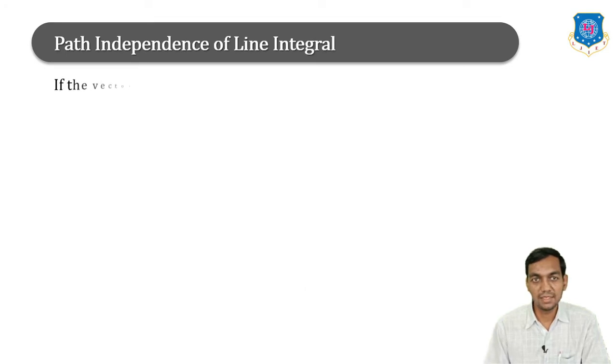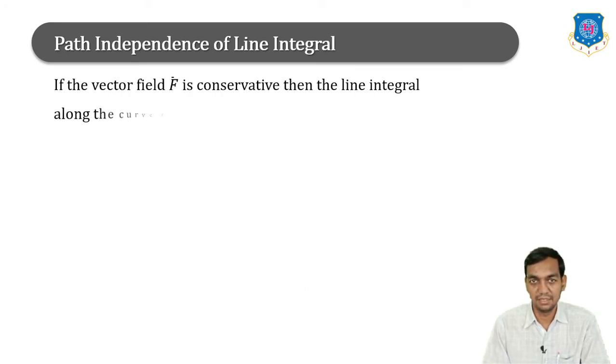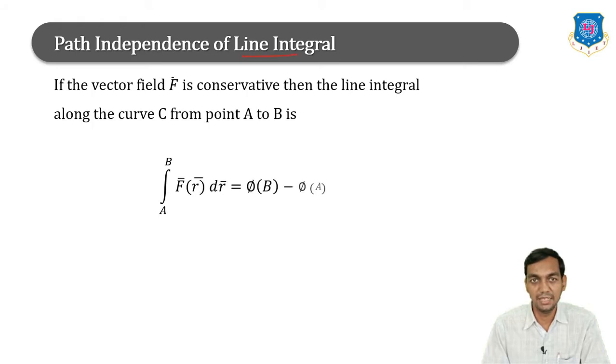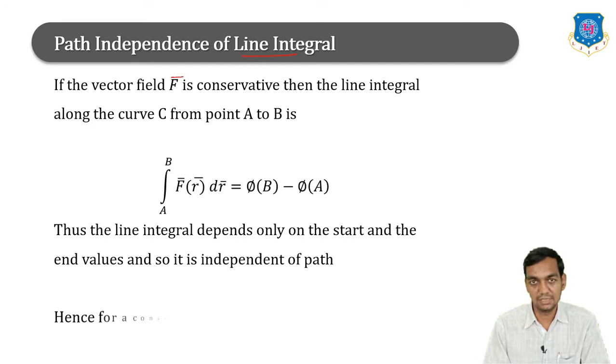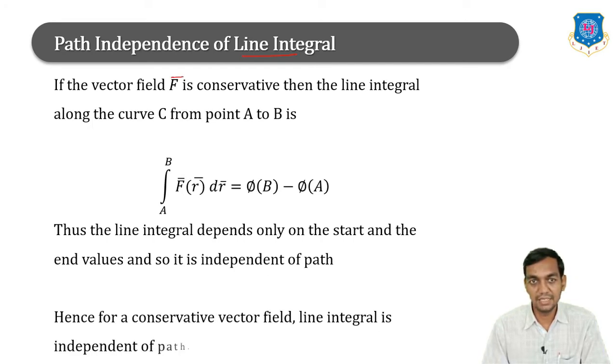Now, path dependent and independent line integral. First, we are defining the path independent line integral. If the vector field f bar is conservative, then the line integration along curve C from point A to B is the integration from A to B of f bar dot dr bar, which equals phi at B minus phi at A. Now see, f bar is conservative, that means the curl of f bar is 0, and that means the field f bar is equal to grad phi.